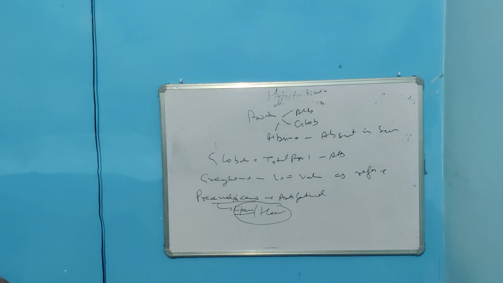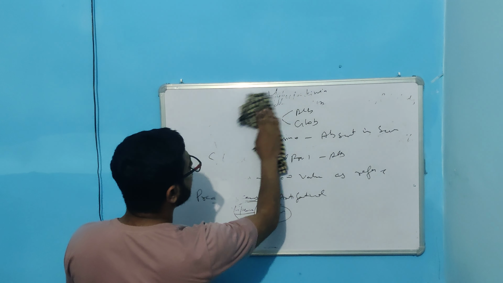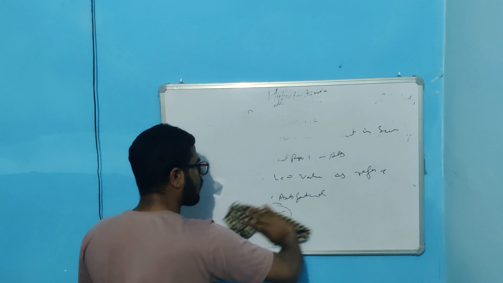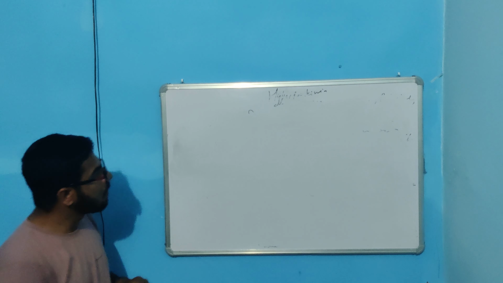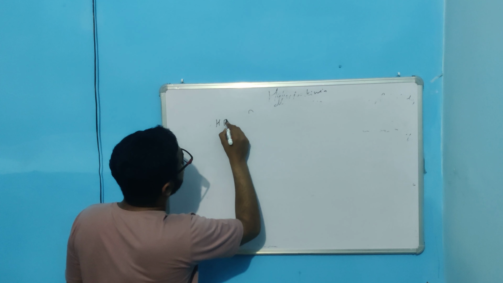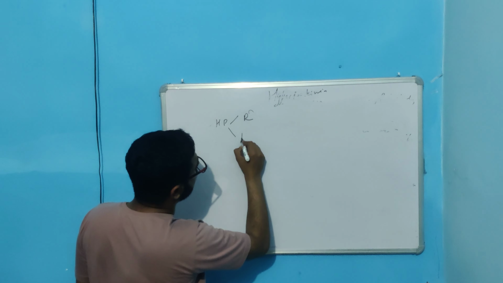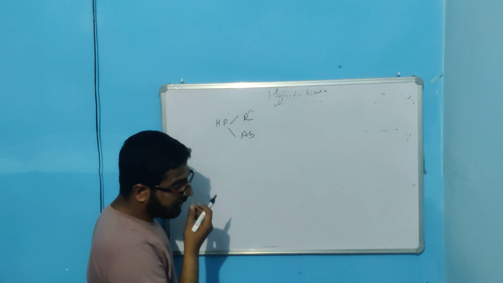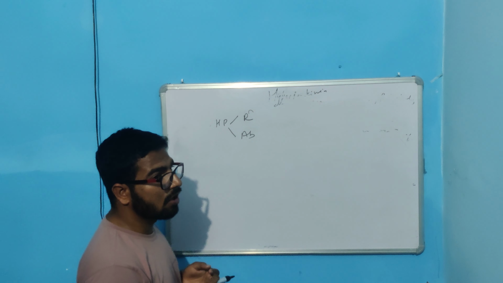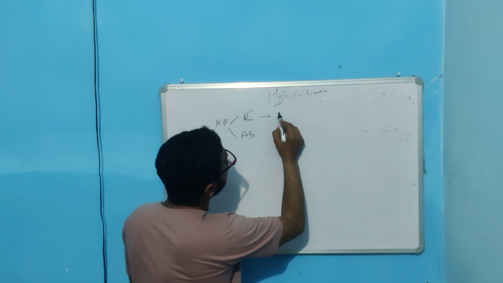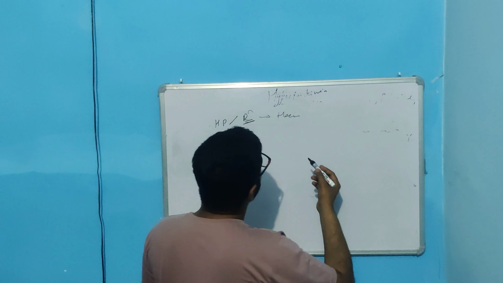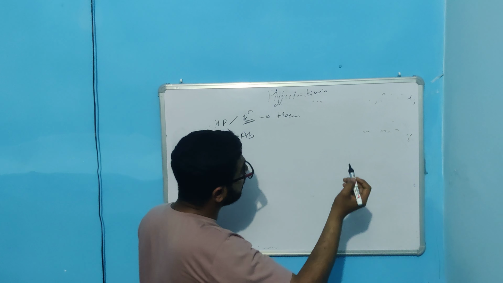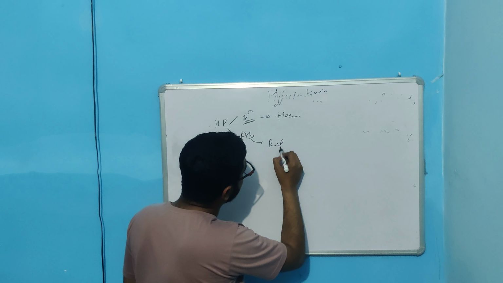There are two types of hyperproteinemia: relative and absolute. Relative means it is due to hemoconcentration. It is not real; relative always means not real. Absolute means it reflects the actual picture.